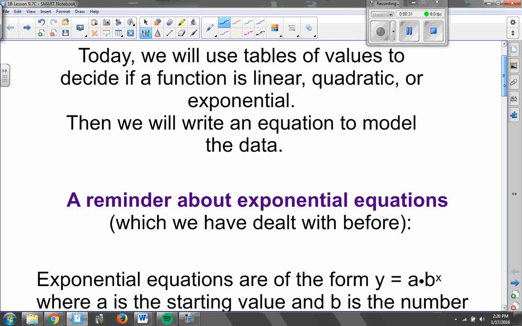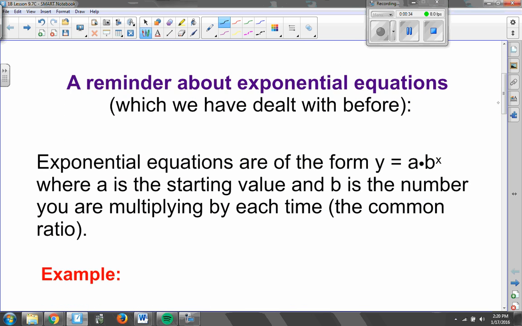As a quick reminder of exponential equations, we have worked with exponential equations before, back in chapter 8, I believe it was. Exponential equations are of the form y equals a times b to the x power. That's what an exponential function always looks like. Some number times some other number to the x power, where that a value is the starting value when x is 0, and the b value is the number you are multiplying by each time, meaning the common ratio that you would find from your table by dividing in your y values.